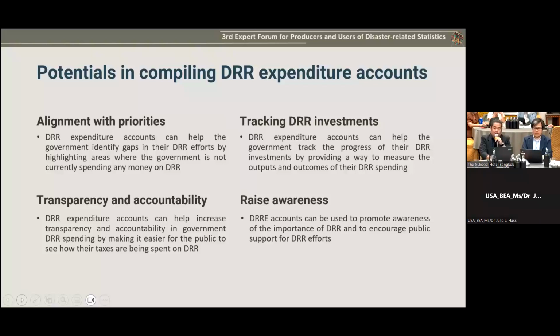So overall, DRR expenditure accounts have the potential to be a valuable tool for improving the efficiency and effectiveness of DRR spending. By providing a more comprehensive and transparent view of government spending on DRR, expenditure accounts can help the government to better align their DRR spending with their priorities, identify gaps in their DRR efforts, track the progress of their DRR investments, and increase transparency and accountability in government DRR spending.